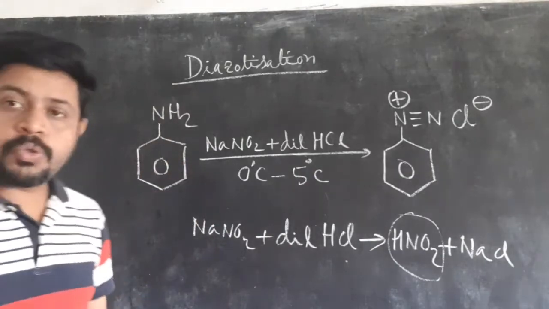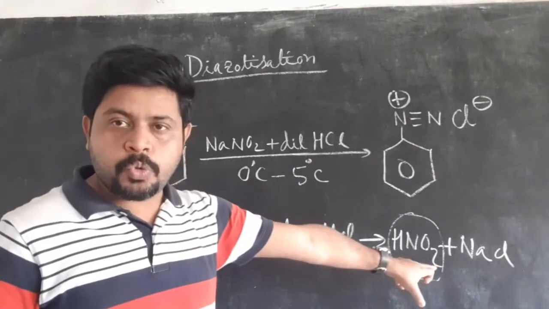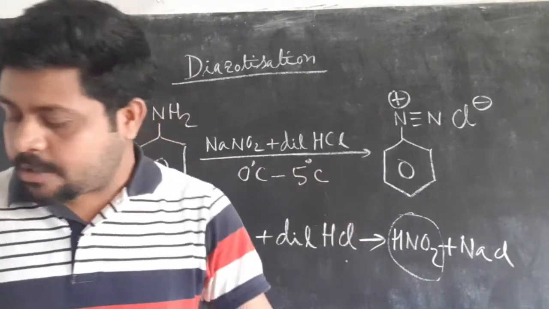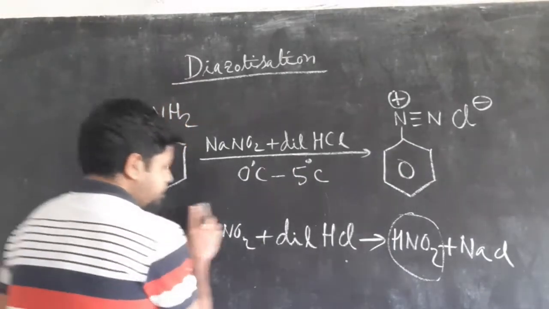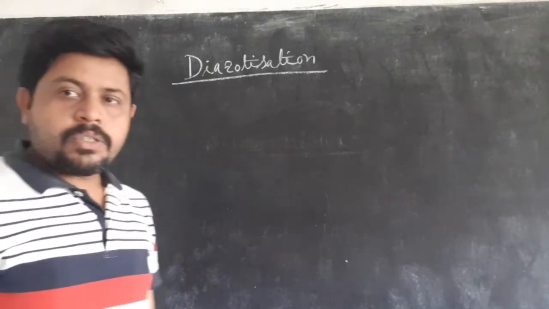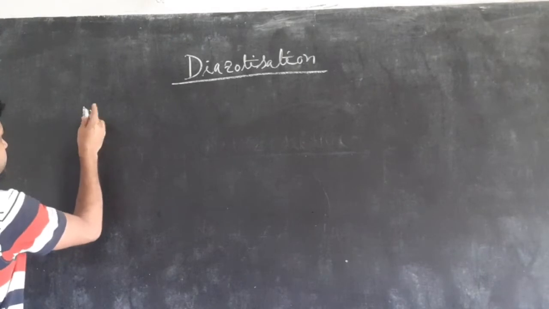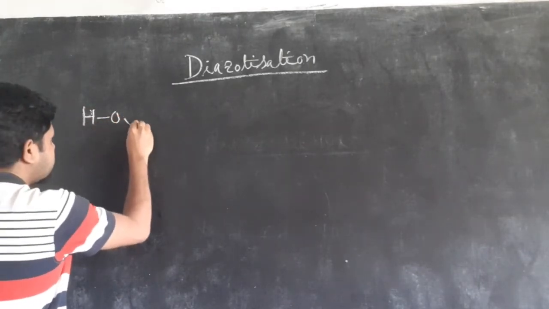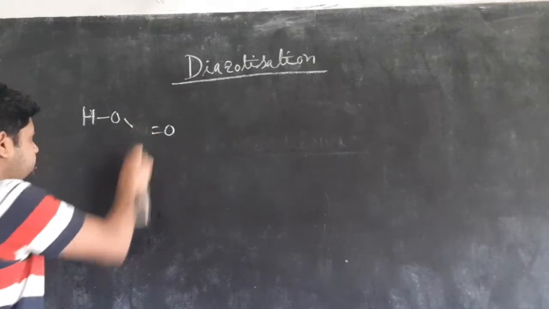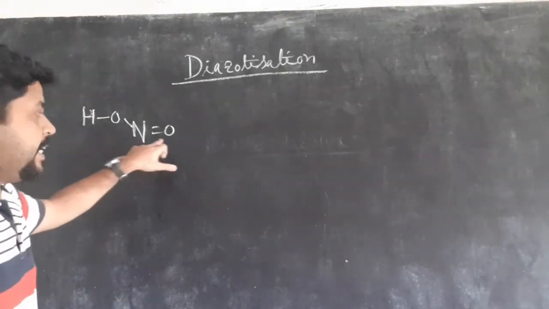I already told you the main reagents are the primary aromatic amine and nitrous acid, HNO2. Now I am going to show you the mechanism, which is very important. What is the mechanism of the diazotization process? Let's see. First, we are taking HNO2. You can see, this is simply HNO2, HO-N double bond O.